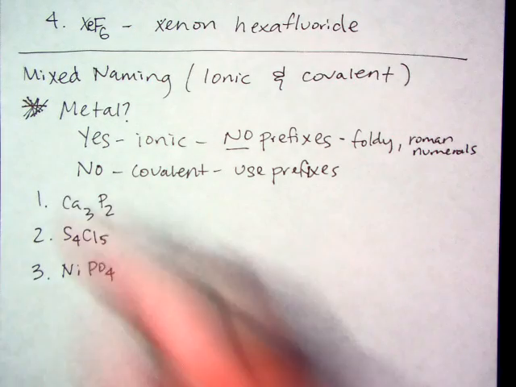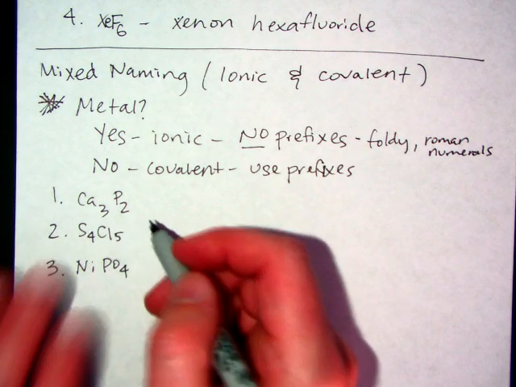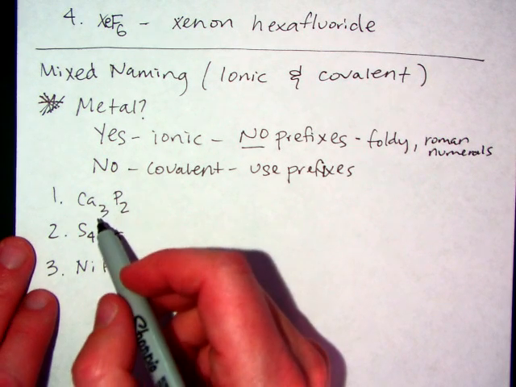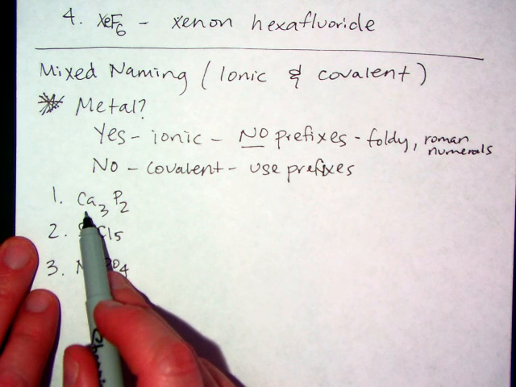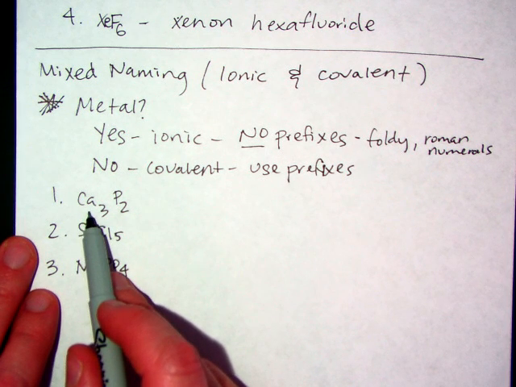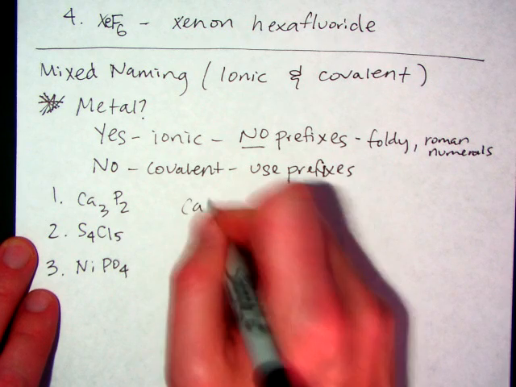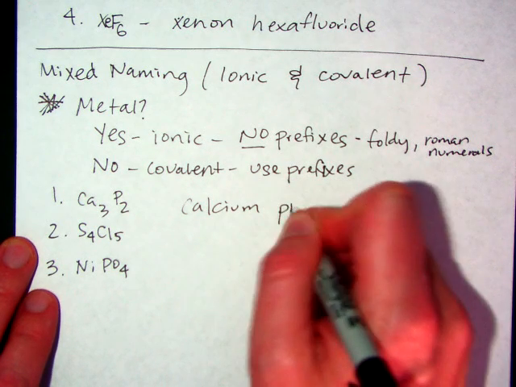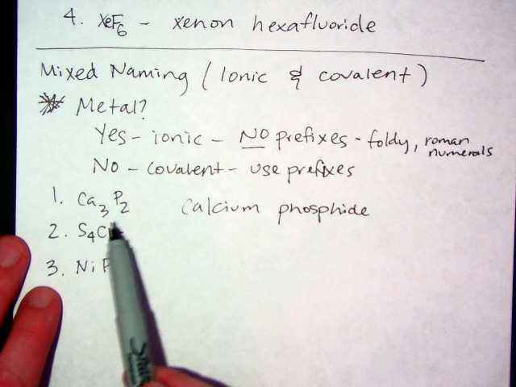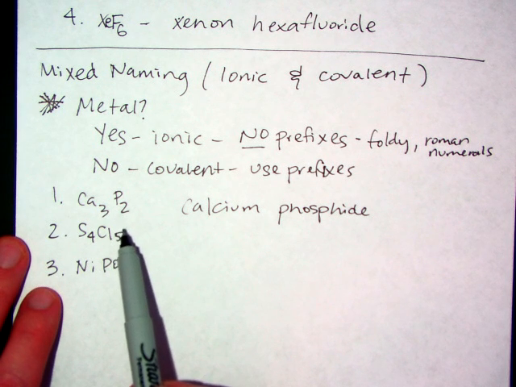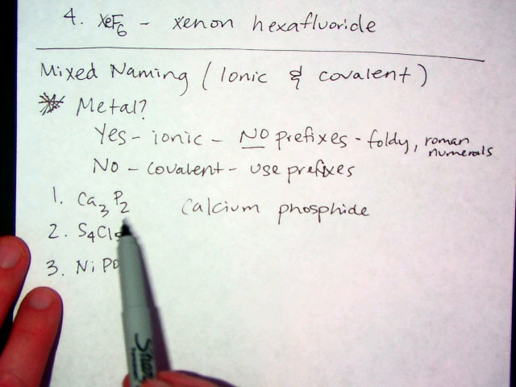Okay, so calcium is definitely a metal. Phosphorus is a non-metal. This is ionic naming rules. And if you remember the very first day of ionic, I told you to ignore the subscripts and name it the regular name for the first element, and then IDE for the second element. So that'll be calcium phosphide. The temptation is now that you want to write tricalcium diphosphide, but that wouldn't work here because these are ionic compounds and they do not get prefixes.